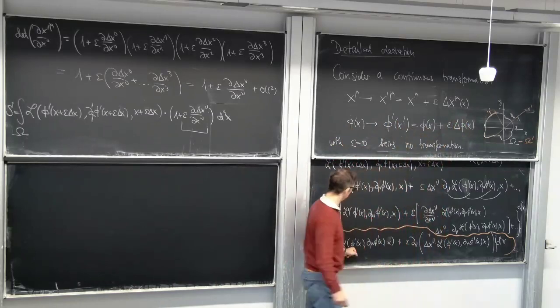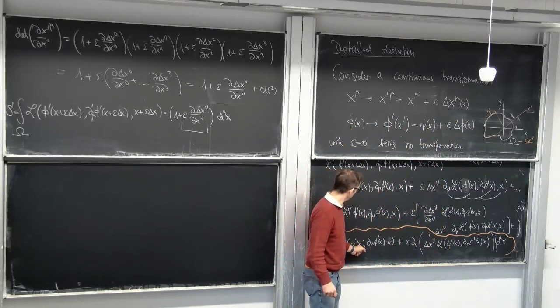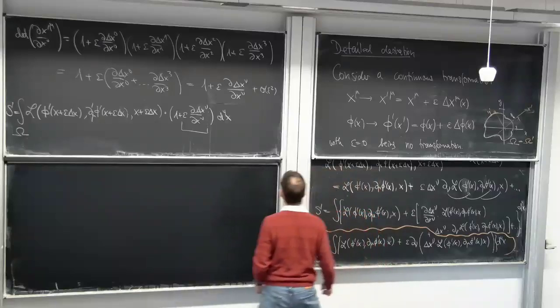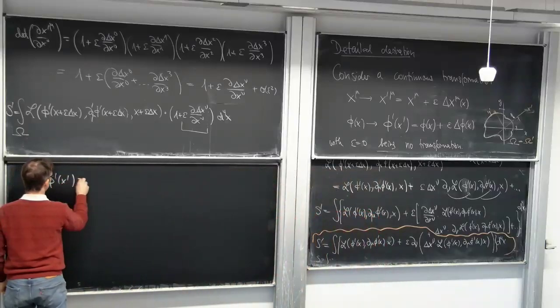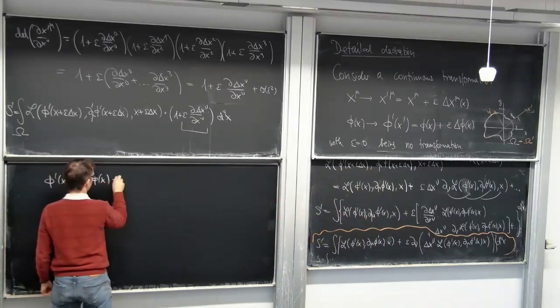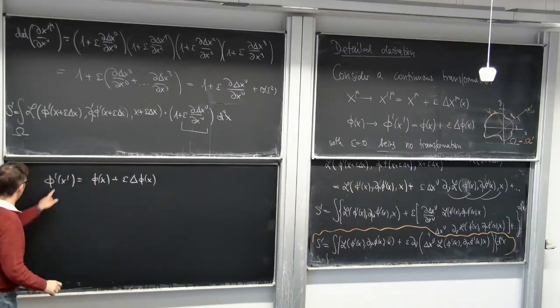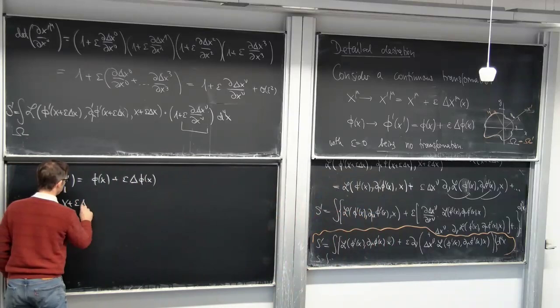But here I want to change now from phi prime at x prime to phi at the same x. So I have to combine basically these two things. Here it says, I'm going to repeat this, phi prime of x prime is phi of x plus epsilon delta phi of x. And the x here is x plus epsilon delta x.